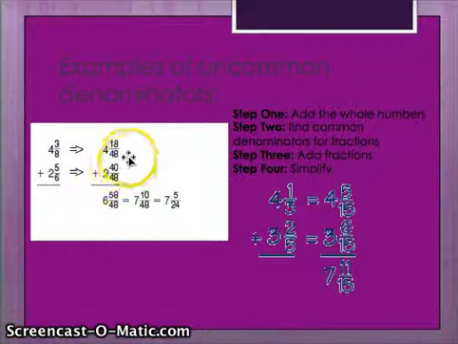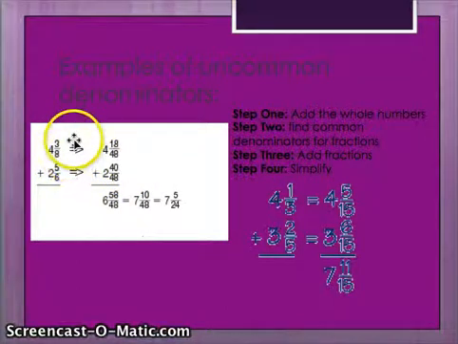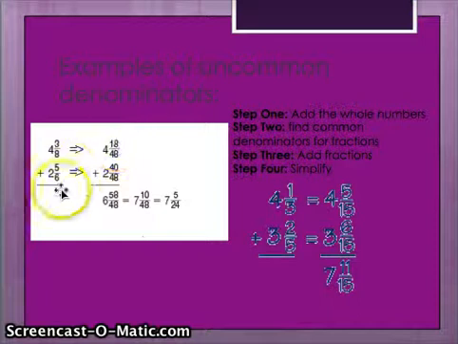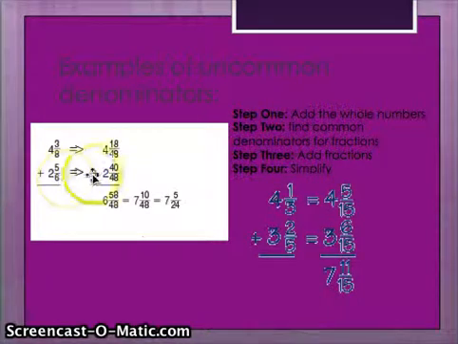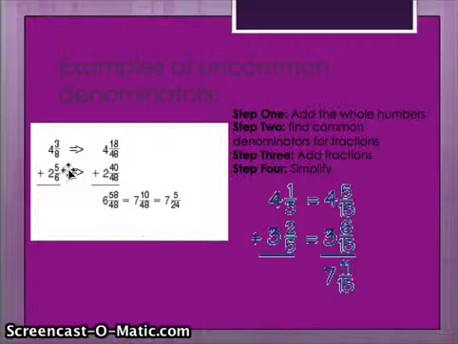So I have 48, so I took 8 times 6, so I have to take 6 times 3, which gives me 18. I took 6 times 8, which gave me 48, so I have to take it times 8 on the top as well. 5 times 8 is 40. Now I know I need to add, so 58 48ths.